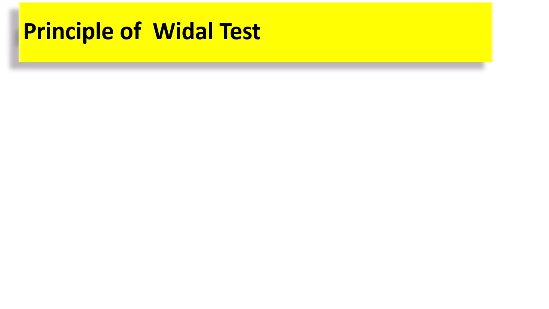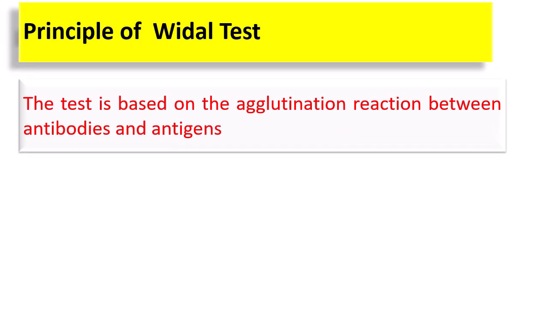Principle of the Widal test. This test is based on agglutination reactions between antibodies and antigen. The Widal test is based on antigen-antibody reactions that form agglutination or clumping. When we see the agglutination, it means the result is positive, and when we don't see the agglutination, the test result is negative.